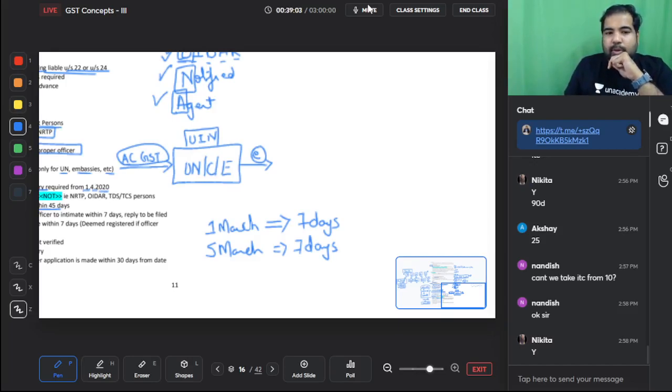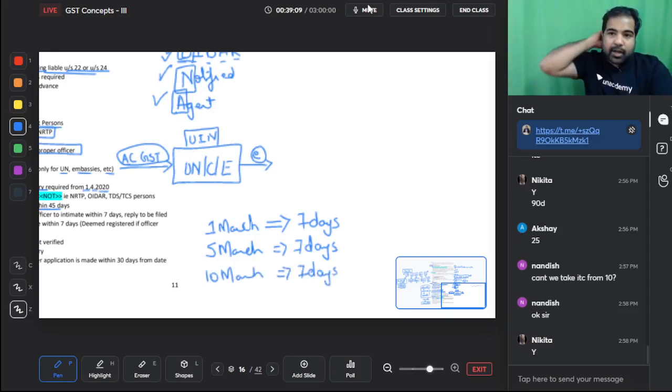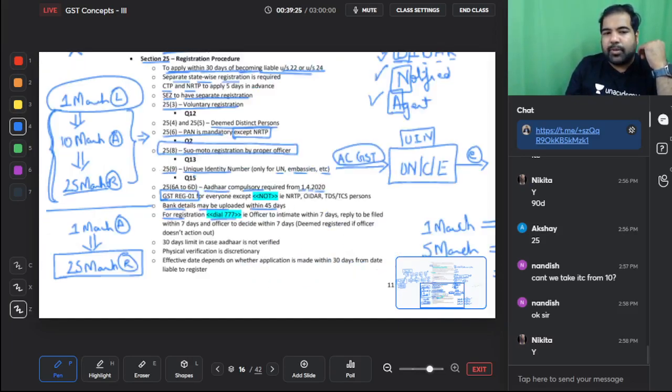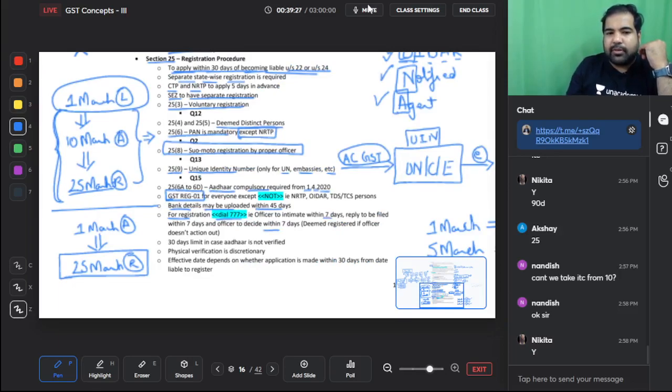And now if you respond, let's say on the 10th of March, you respond, the officer again has 7 days to either accept or reject it. He can't again now send more queries. Only once he can send queries, which is already done. So now it is his time for 7 days. So his time 7 days, his time 7 days. If he does nothing in these 7 days, then it's not your mistake, deemed acceptance. So hence 777 is the hotline number, 777.